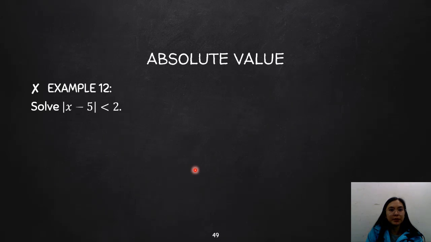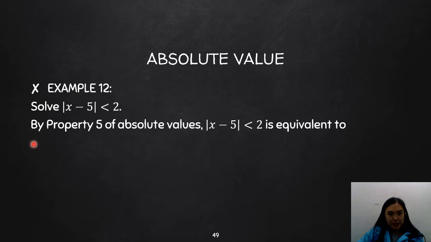So let's have another example. Suppose we are to solve an inequality involving an absolute value, such that the absolute value of x minus 5 is less than 2. By property 5 of absolute values, the absolute value of x minus 5 less than 2 is equivalent to negative 2 is less than x minus 5 and x minus 5 is less than 2.